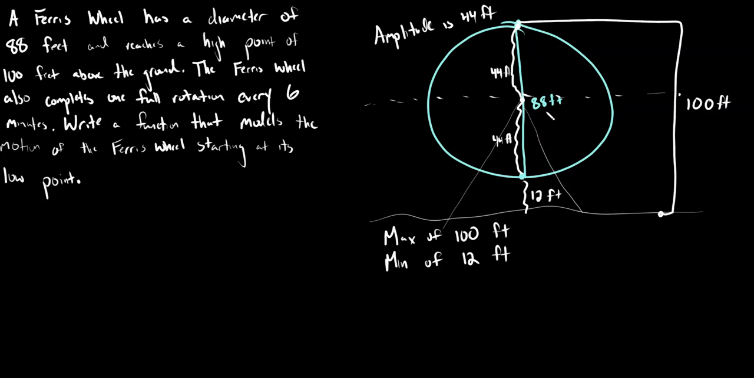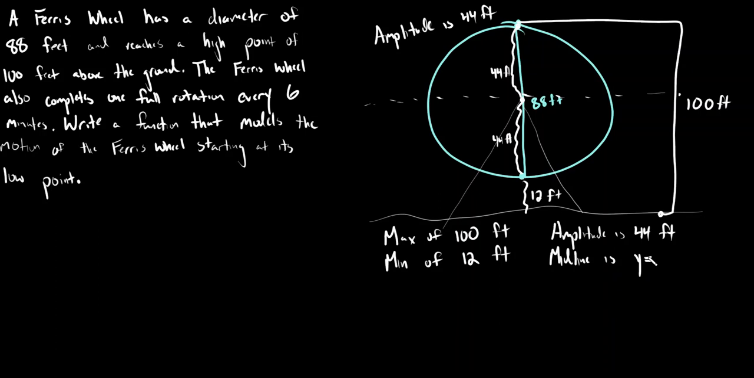Okay, so I already know quite a bit of information about this. I know that the maximum is 100. I know that the minimum is 12 feet. I now know that the amplitude is 44 feet, which is actually the radius of this Ferris wheel, which is actually kind of always going to be the case for these types of Ferris wheel problems, which are very common. Okay, the radius is going to end up being our amplitude. All right, what we don't know is what the midline is, but we can kind of quickly figure that out.